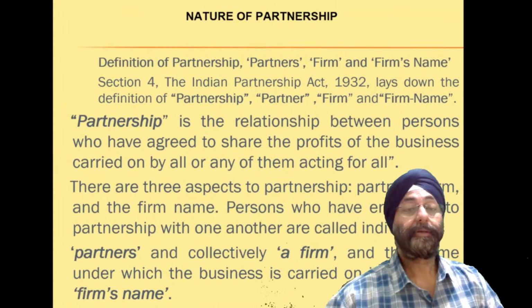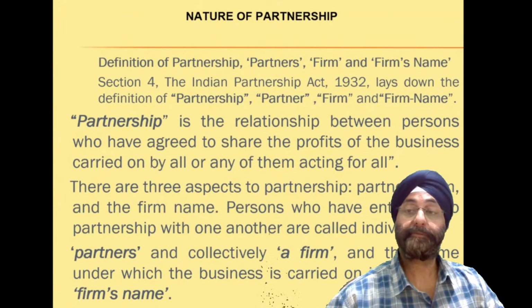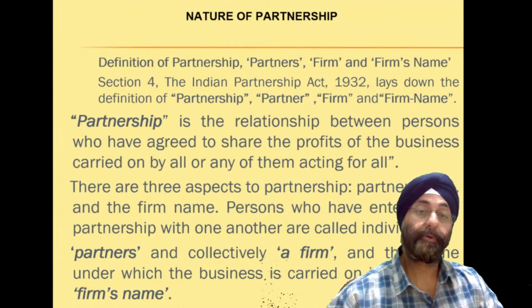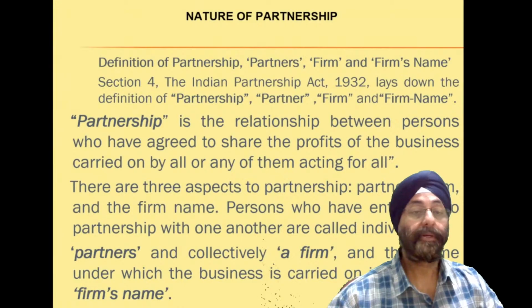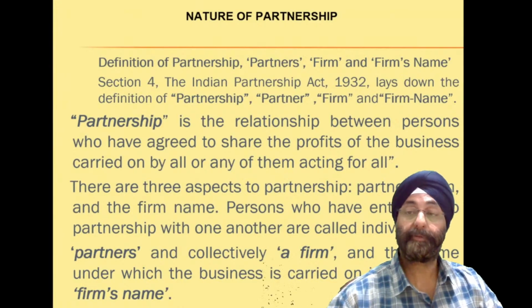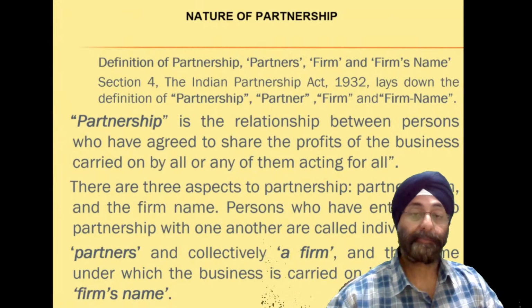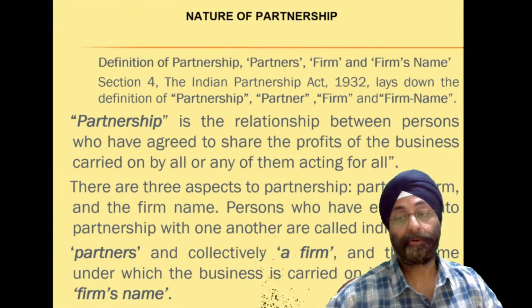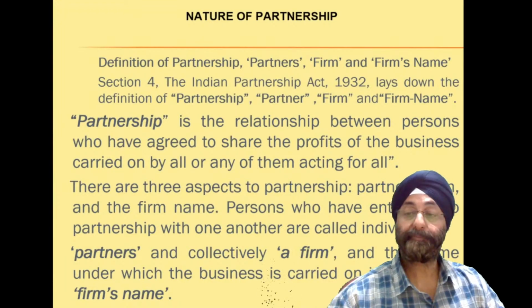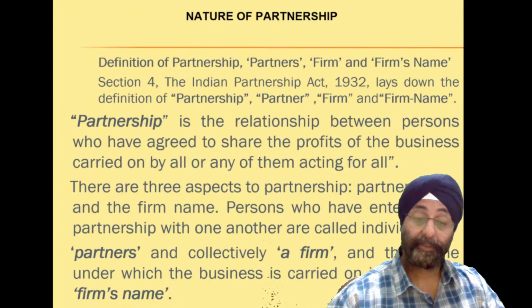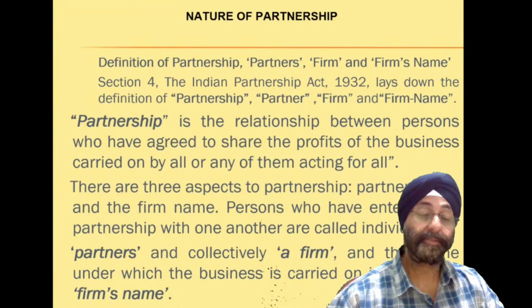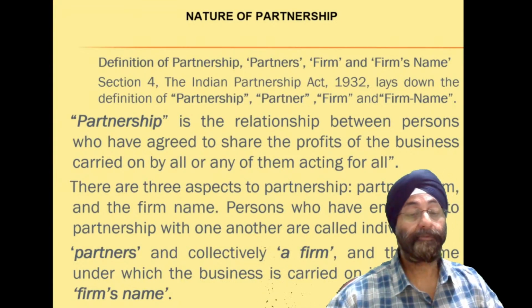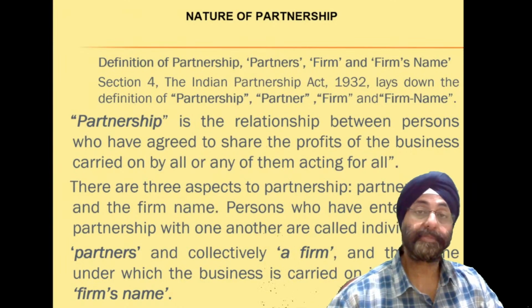Nature of partnership: definition of partnership, partner, firm, and the firm name. Section 4 of the Indian Partnership Act 1932 lays down the definition of partnership, partner, firm, and firm name. Partnership is the relationship between persons who have agreed to share the profits of the business carried on by all or any of them acting for all. There are three aspects: partner, firm, and firm name. Persons who have entered into partnership with one another are called individually partners and collectively a firm, and the name under which the business is carried on is called the firm's name.